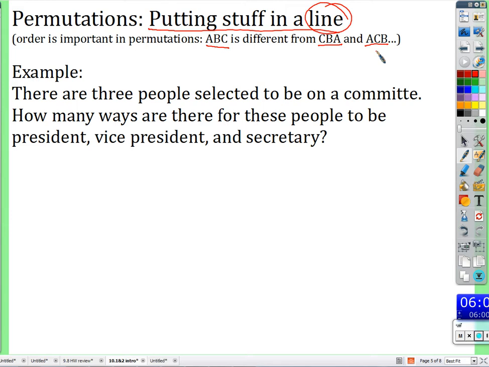So there are three people selected for a committee. There are three positions for them to be in. So there's three people and three positions. That's not going to be true until the end of today; we're going to want to do something a little different. So you take three people, you put them in three positions. How many ways are there to put three people into three positions for them to be president, vice president, and secretary?